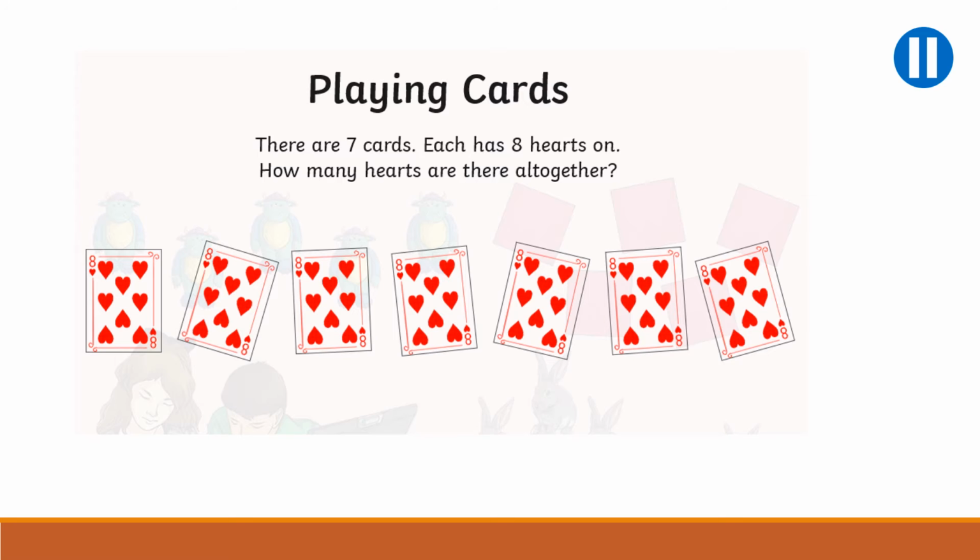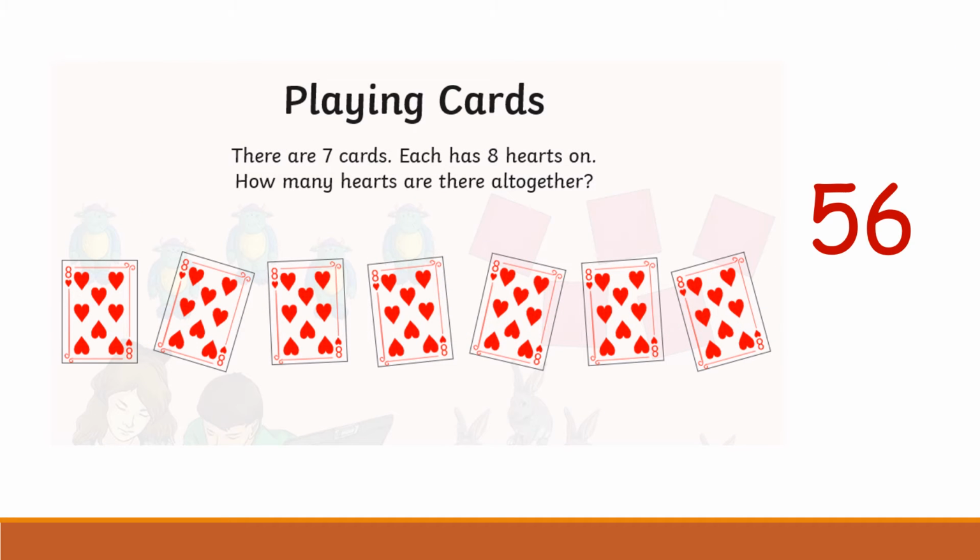And what about this one? Playing cards. There are 7 cards. Each has 8 hearts on. How many hearts are there all together? Don't forget you can use repeated addition to help you calculate these answers. Did you get this one correct too? Yes, the answer was 56. Well done, everyone.